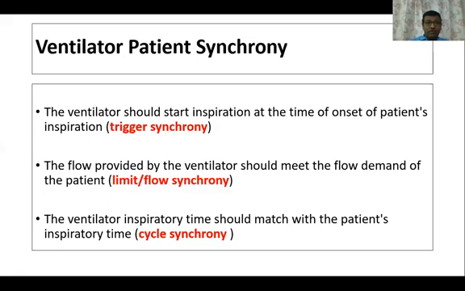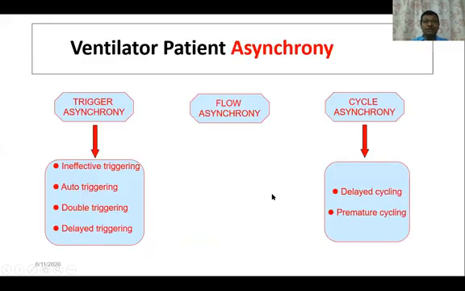So whenever any of these three parameters are not in sync, it is called ventilator patient asynchrony. And it can be either a trigger, flow, or cycle asynchrony. And graphics will help us to identify the ventilator patient asynchrony and to rectify it.